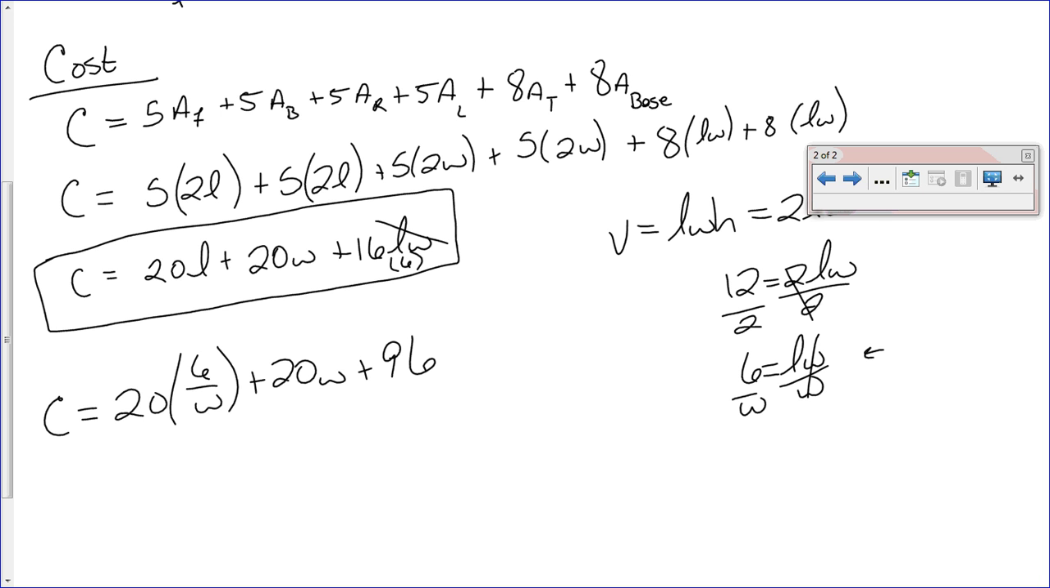From here, you're still going to solve these like before. You're going to have to take your derivative, then solve for W, then plug W back in and solve for L.